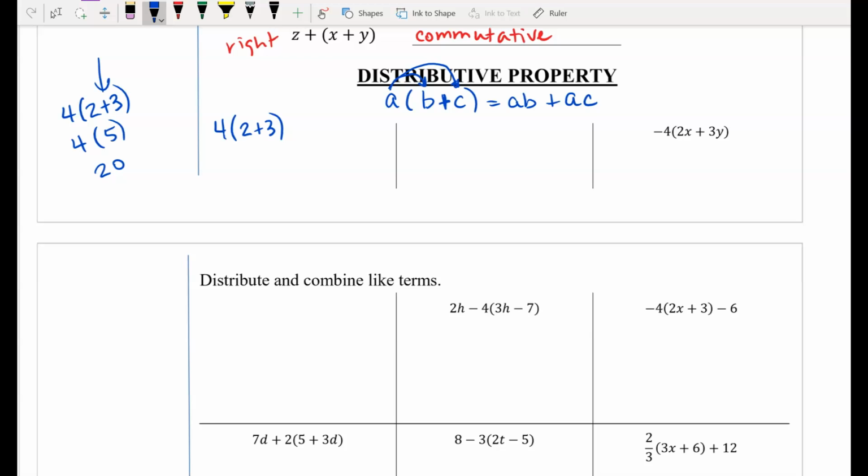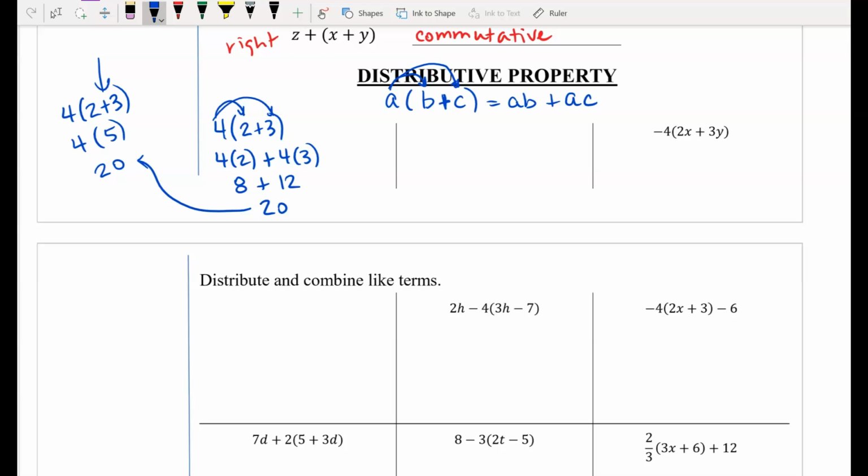Let's try this with distributive property. So distributive property says I need to multiply the 4 times the 2, and then I need to add to that the 4 times the 3. And then I can simplify those numbers. 4 times 2 is 8, 4 times 3 is 12, and when I add those together I get 20, and you can see that that's what I get.